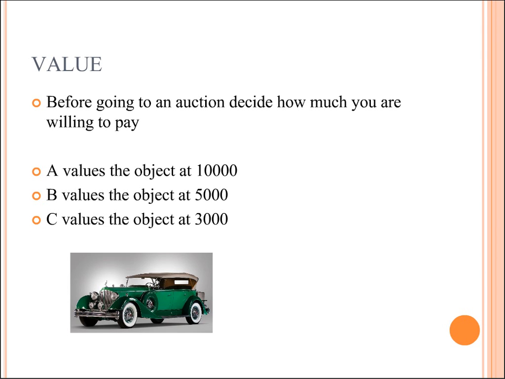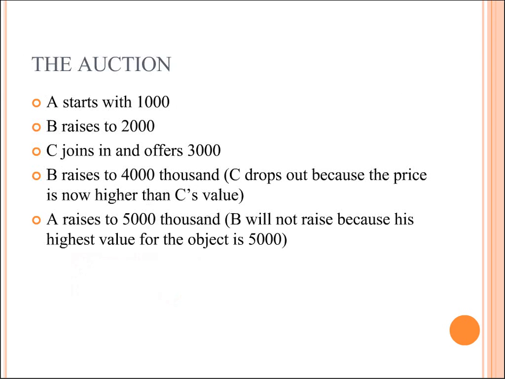So these sums, of course, are the valuations of A, B, and C, but also A keeps it a secret. He will not tell anybody his valuation beforehand. B keeps it a secret, and C keeps it a secret. But if you go to an auction, you should decide how much you are willing to pay for the object you are going to bid. And then what happens in an auction?